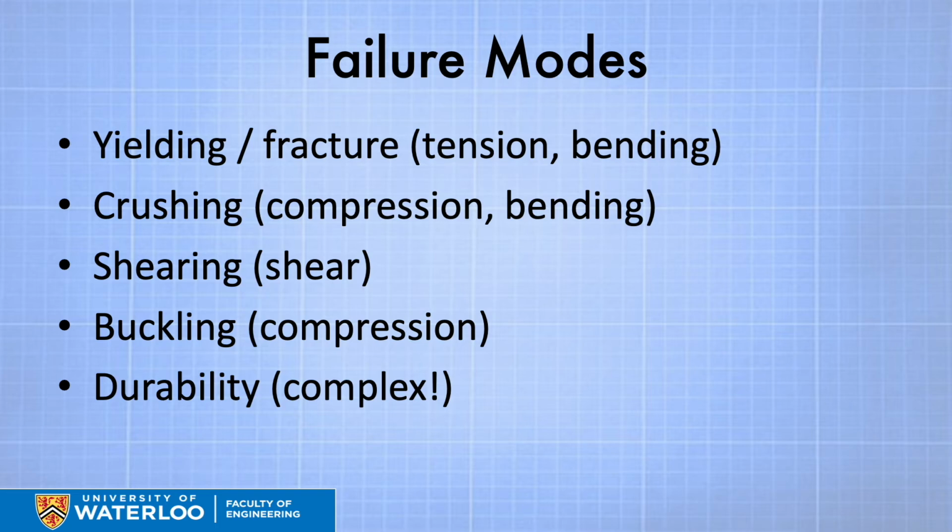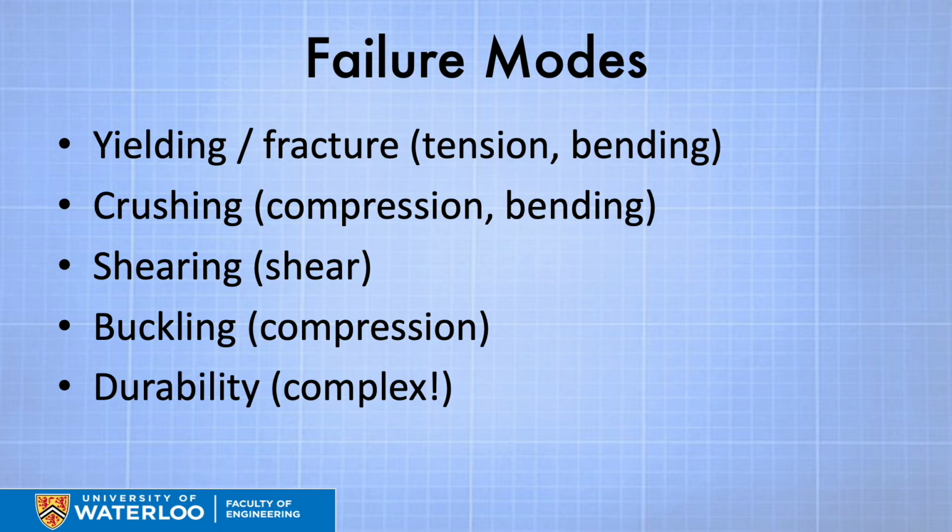Then we have failure modes like shearing, caused by shear stress. And there again, we have limits. Many times, for example, the allowed shear stress is assumed to be 2/3 of the yield stress for an isotropic material like steel.